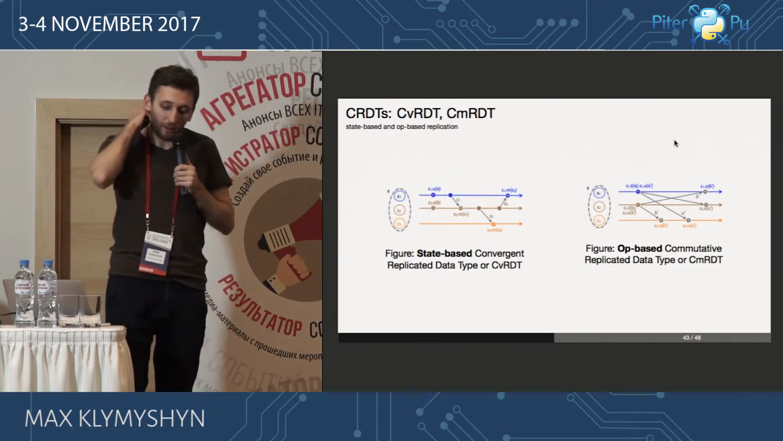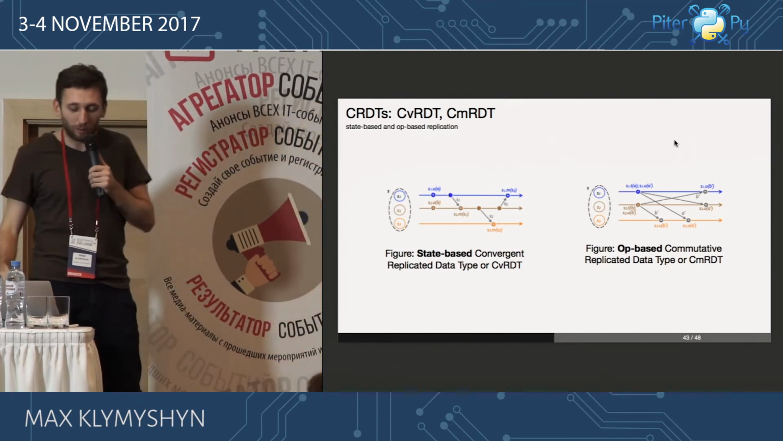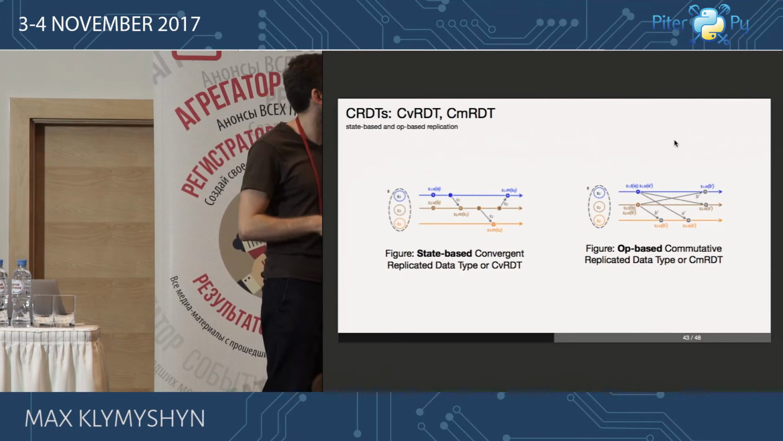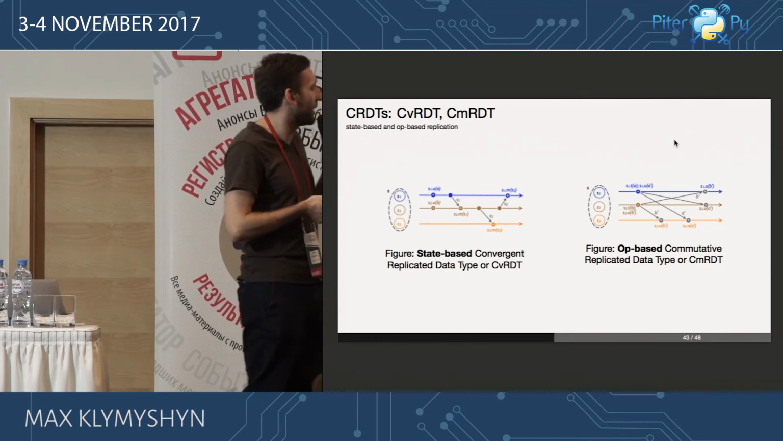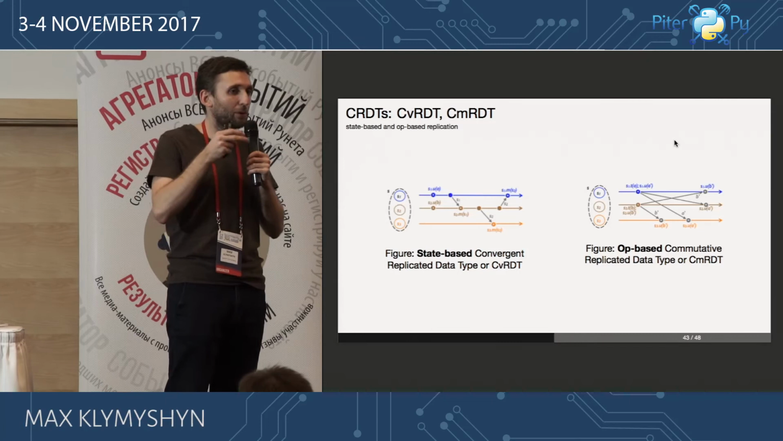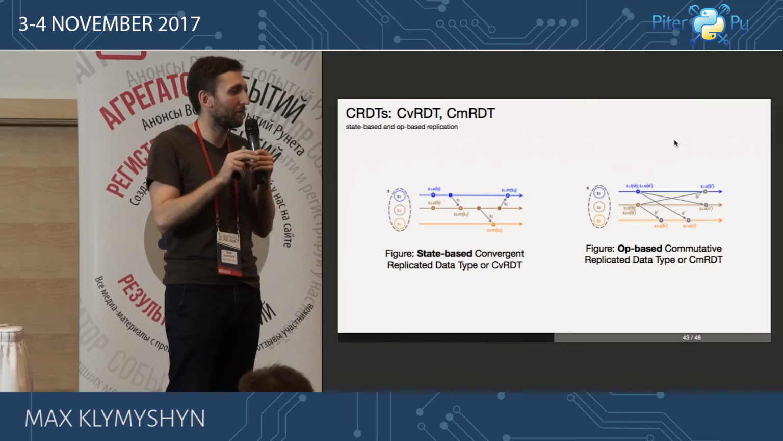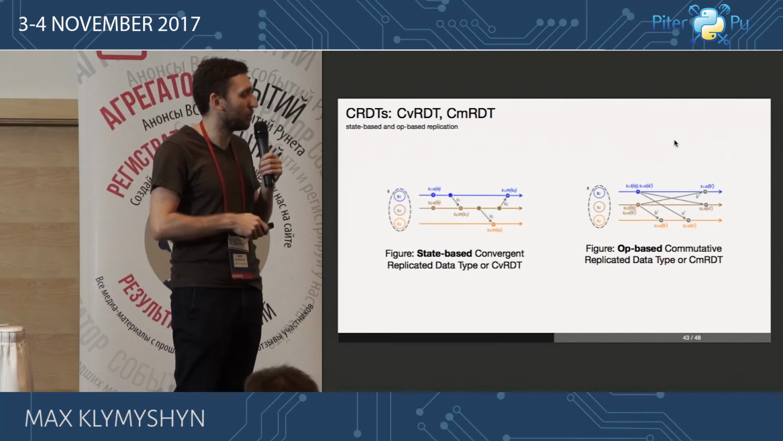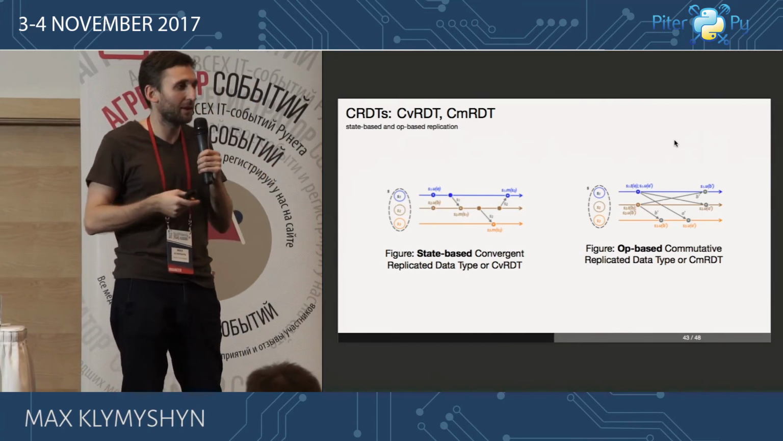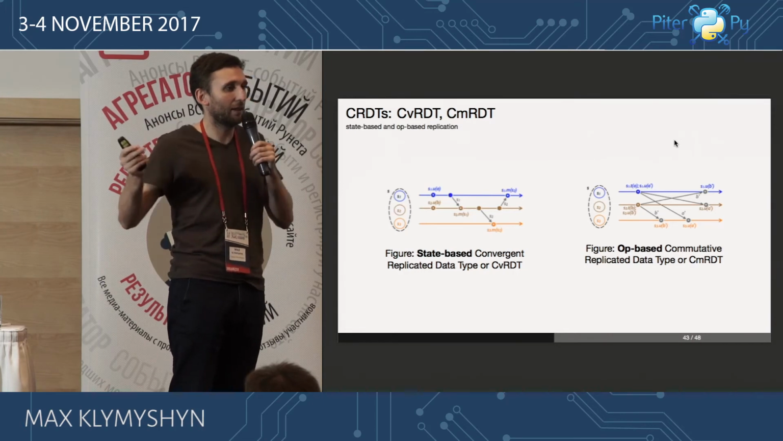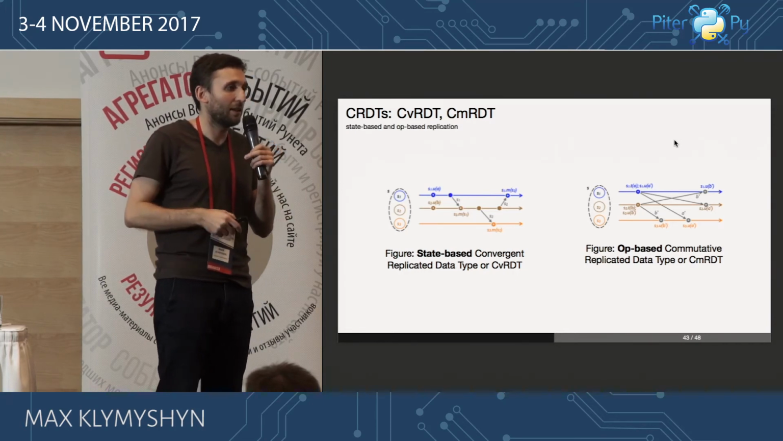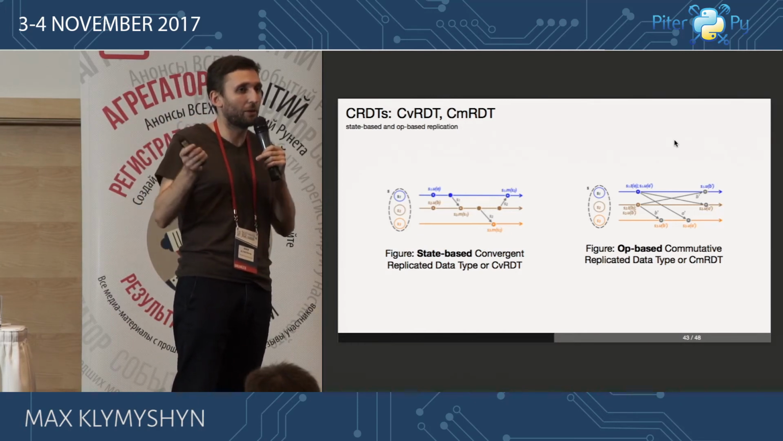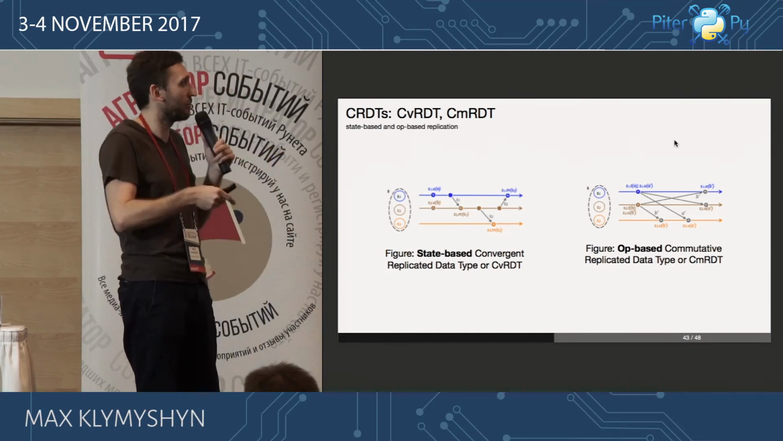So basically what we implemented was a command-based, or op-based, commutative replicated data type. There are two types. The difference is like that. In one type you represent every operation in your system as a command, and you keep the history of commands and build the state from commands when you query your state.